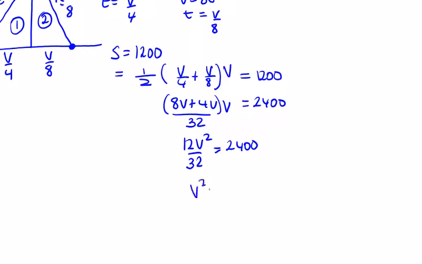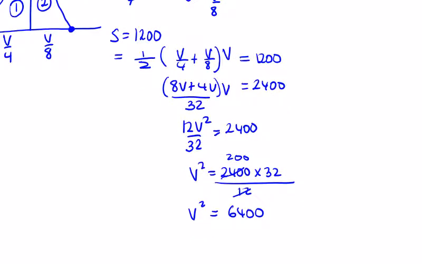So does this simplify for me? V squared is equal to 2400 by 32 over 12. So I can divide the 12 into the 2400, and that will give me 200. Now you just use a calculator here, I'm just trying to solve it without a calculator. 2 32s are 64, so 6400. So v, in this case, has to be 80. 80 squared is 6400. And we're asked the shortest time.